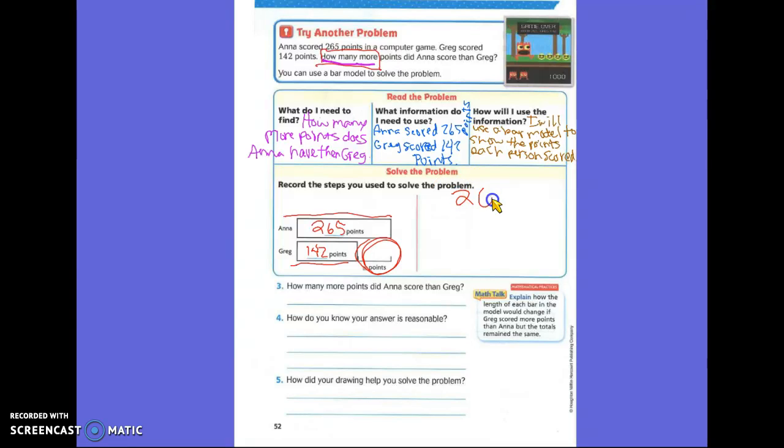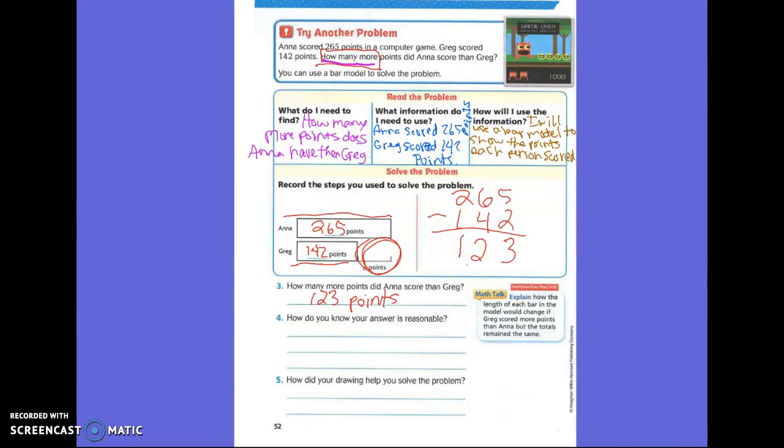So 265 minus 142. 5 minus 2 is 3. 6 minus 4 is 2. And 2 minus 1 is 1. Okay. So, answering number 3, how many more points did Anna score than Greg? 123. 123 what? Points. Write it down.